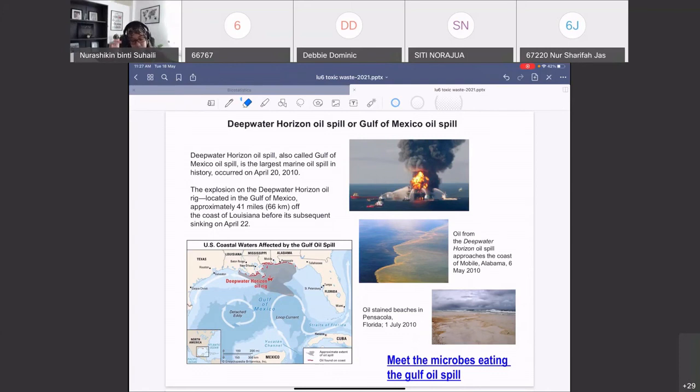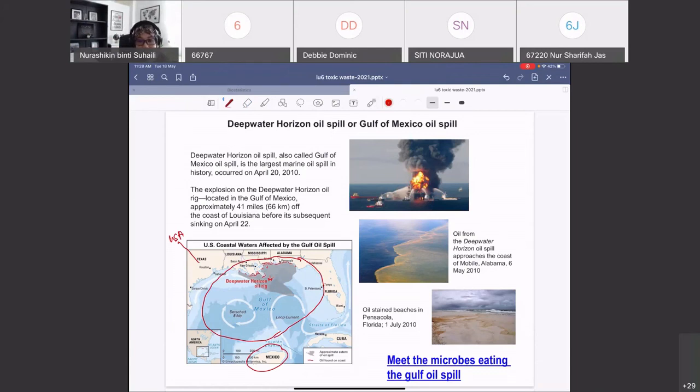So basically it's an oil spill. But what makes this event very well known is that it is the largest marine oil spill in history, meaning that it covers a very big area of the sea. If you see, this is the map of USA. It's not the full map, but this is USA, and this is Mexico. So the incident happened here. This is what we call the Gulf of Mexico.